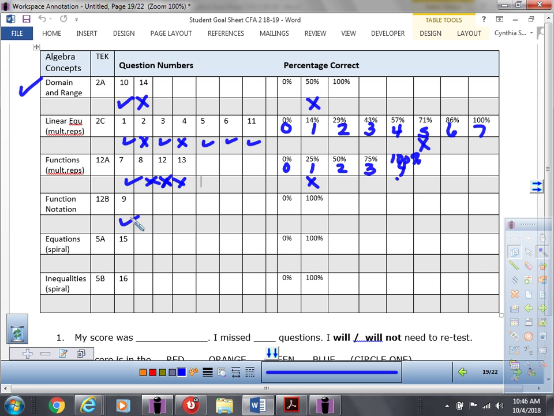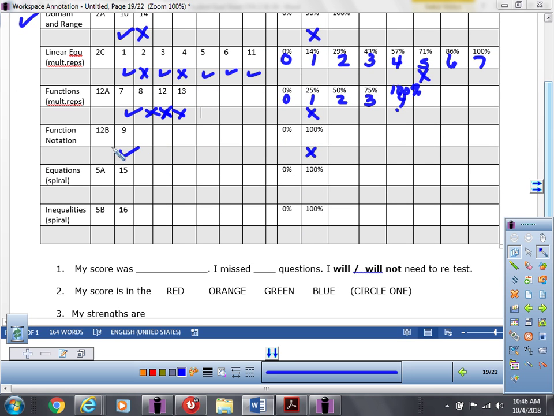Here there's only one question. So you either got it right or you got it wrong. If you got it right, okay, 100%. There's only one question there. If you didn't get it right, 0%. Same thing with the last one here. They're both 1 and 1. So if you got it right, 100%. If you got it wrong, 0%.